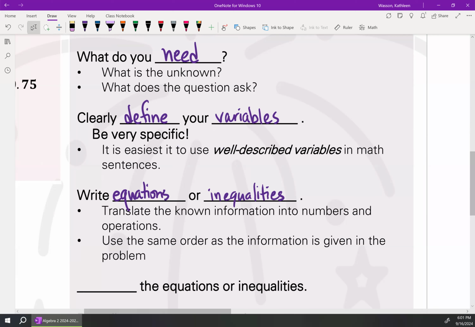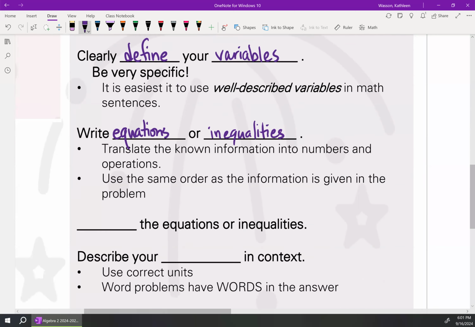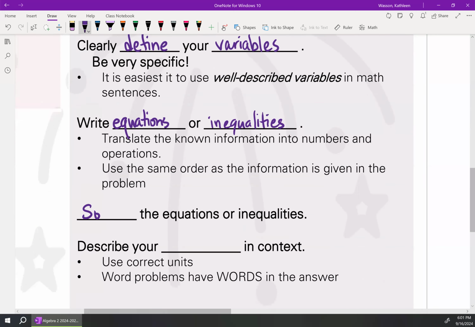And we write these by translating what information is given into mathematical numbers, operations. Write the equations or inequalities in the same order that the information is given. Then you solve. And finally, you describe your solution in context. Use units. Write out a sentence to explain your answer. Word problems should have words in the answer.